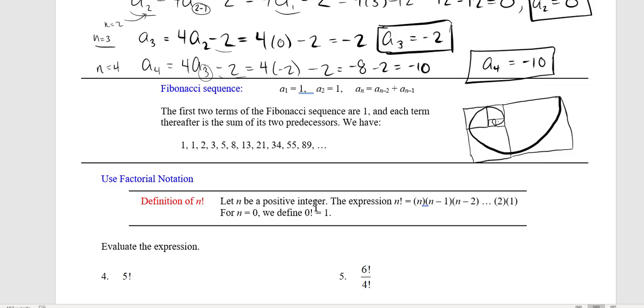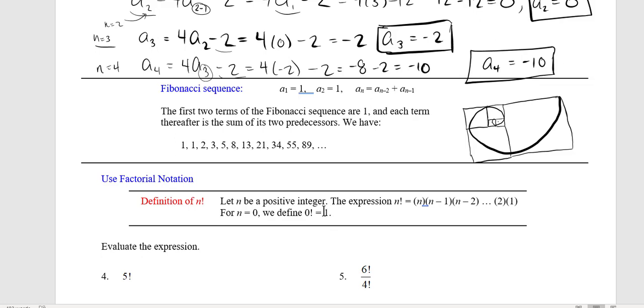If n is a positive integer, the expression n factorial, written just as n exclamation point, is just the value of n you start at, times the next integer lower, times the next integer lower, all the way down until you get to 1. And for technical reasons, the n equals 0 case, 0 factorial, is actually defined to be 1.